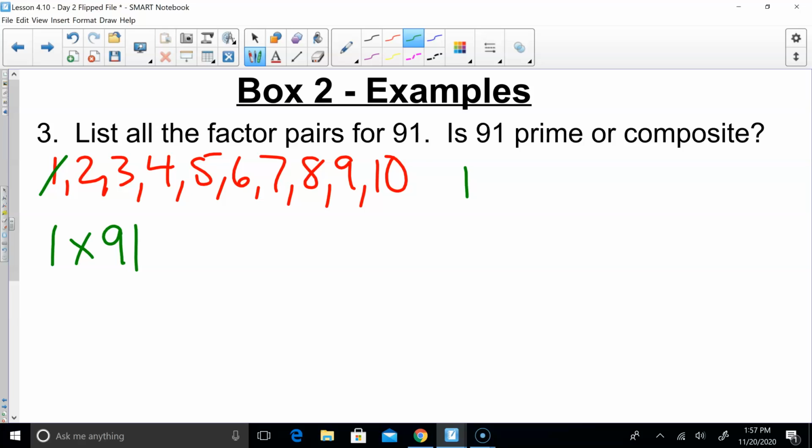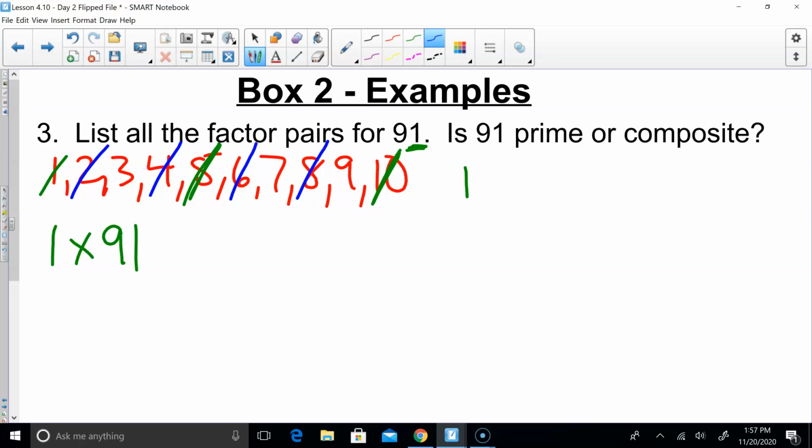The next one, does it end with a 0 or a 5? The answer is no. That means 5 and 10 cannot be factors. Then we look, is it even or odd? It is odd, which is nice because if it's odd, then all the even numbers 2, 4, 6, and 8 cannot be factor pairs. So now I'm left with 3, 7, and 9.